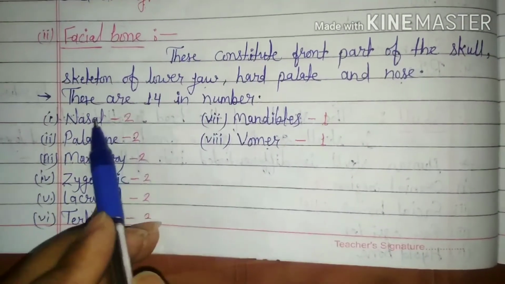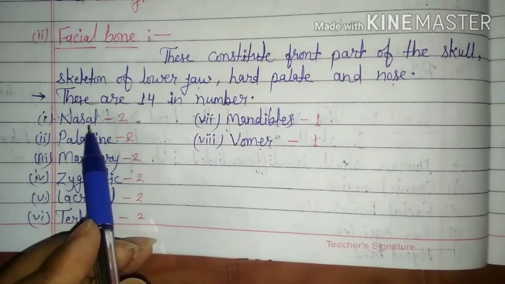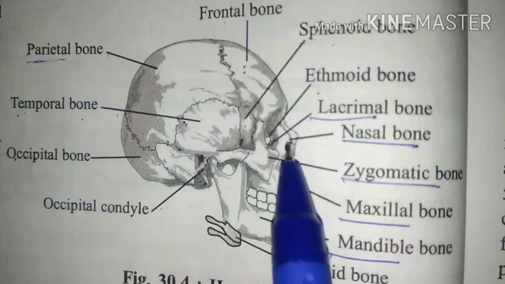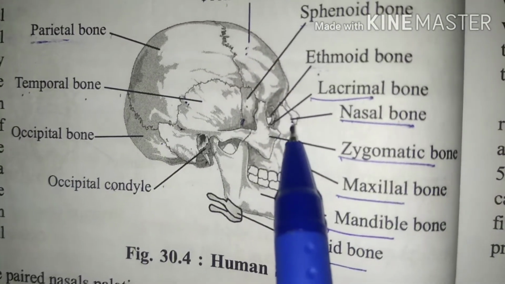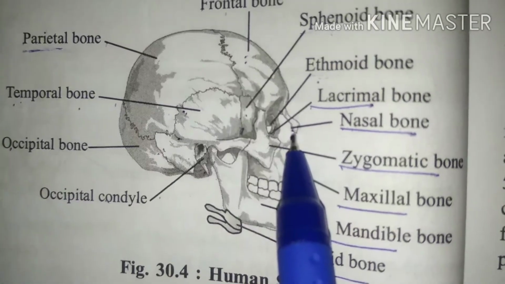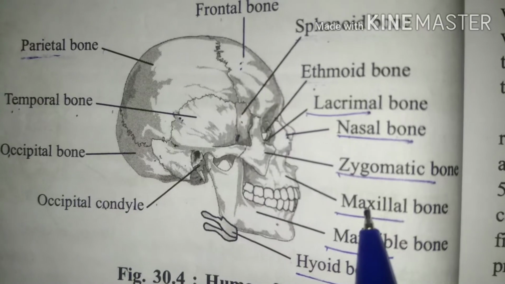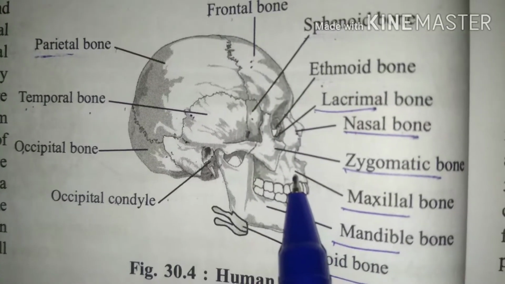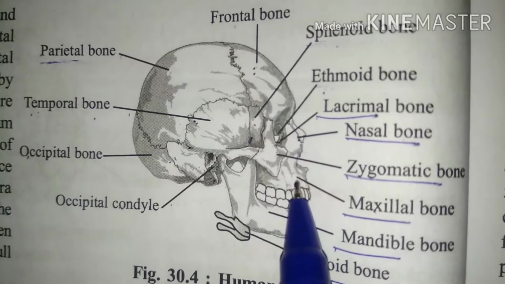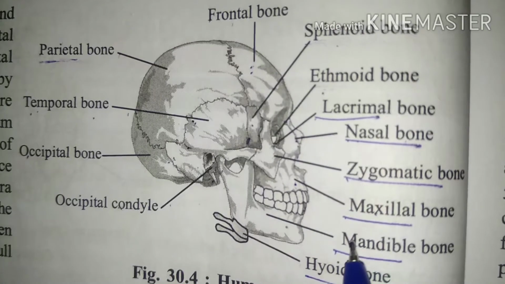Nasal bones are located at the bridge of the nose. Second, maxilla bone. Location: upper jaw, and it articulates with every bone of the face except the mandible.